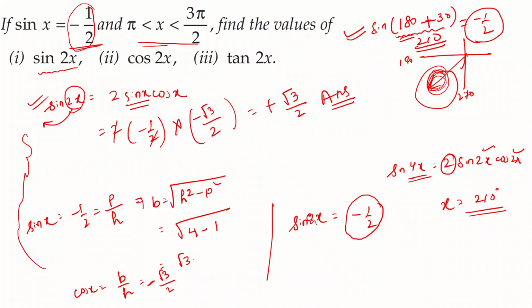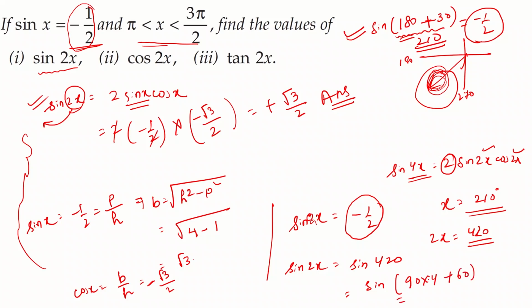Alright. So if x is 210 degrees, then what is 2x? 2x is 420 degrees, right? That will be our 2x, and then you just need to find out the value of sine 2x. That means you just need to find sine 420 degrees, and then you can manipulate it in the form that we have discussed in the previous videos. You can write it as 90 times 4, which is 360, plus 60 degrees.